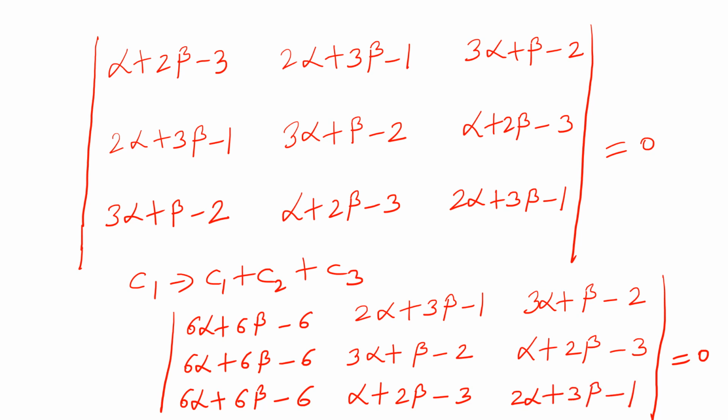Now students, you can clearly see we can take out 6 alpha plus 6 beta minus 6 common from the first column. And now in the first column, we will have 1, 1, 1 as the elements. Now it will become easier to solve this determinant. Now students, we get 6 times alpha plus beta minus 1 inside the bracket into determinant.